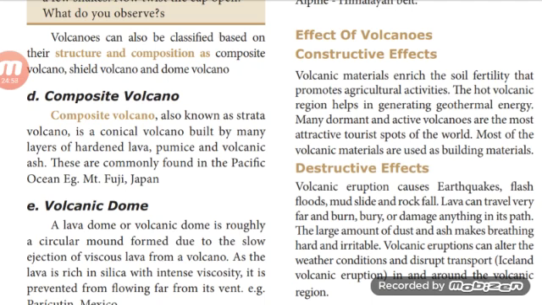The second one is volcanic dome. It is a lava dome. Volcanic dome is a circular mound formed due to the slow ejection of lava. Generally, this lava is rich in silica with strong viscosity and mostly deposited in nearby places. Example, Paricutin in Mexico.